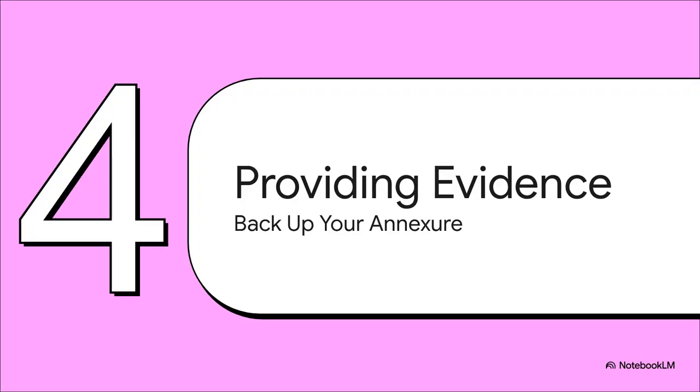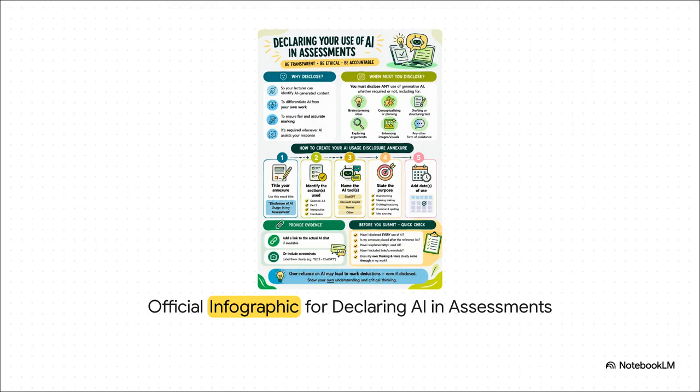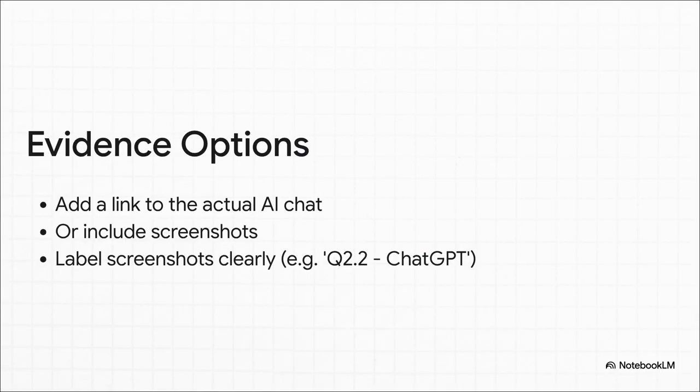All right, part 4, providing irrefutable evidence. And the official guidelines brilliantly illustrate exactly how the institution expects you to handle this evidence gathering phase, because you've got to back up that 5-step annexure with hard proof. You have a couple of options for acceptable evidence. The absolute best way is to add a direct link to the actual AI chat, which a lot of platforms actually let you generate now.